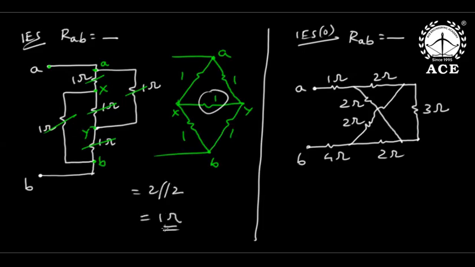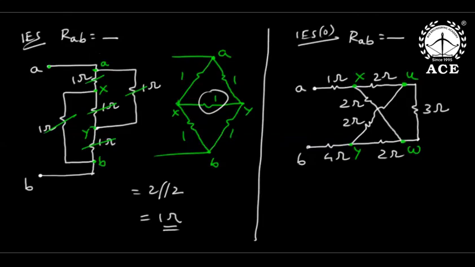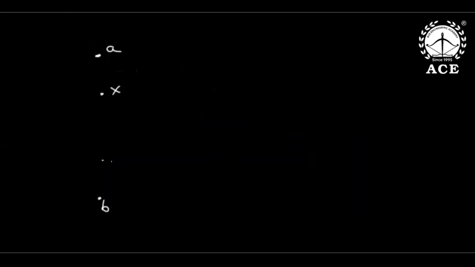Okay? Now let us come to the right side problem. In the right side problem again, it is a planar network only. It looks confusing, so again I will do node shifting. See, this is A, this is B. Let this be X, this be Y, this be some U and this be some W. A and B are my target terminals. Nearer to A is X, nearer to B is Y.